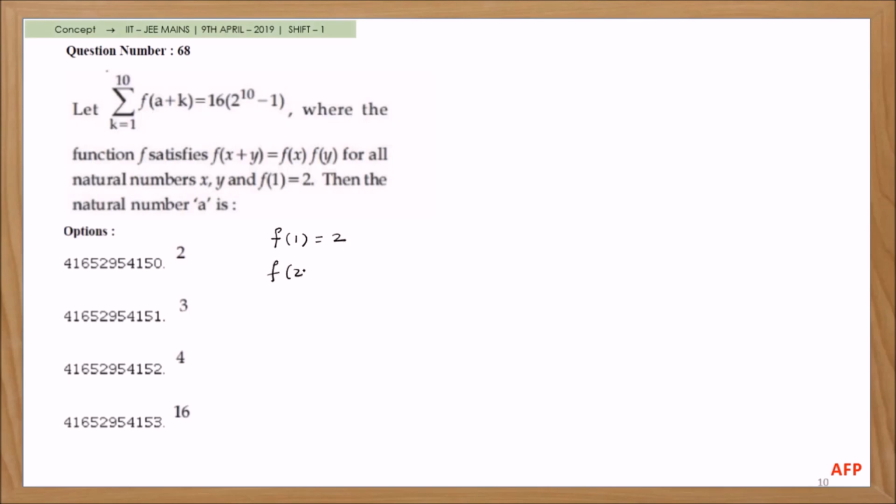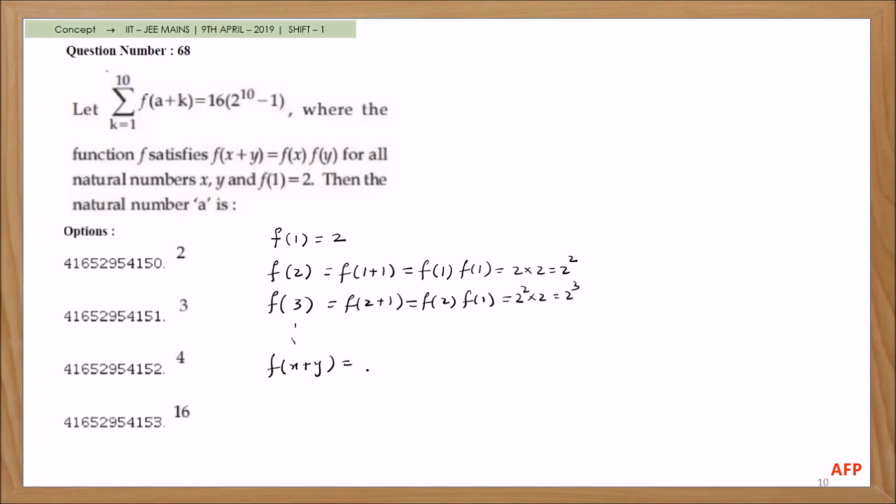Next, if I want to find f of 2, it can be written as f of 1 plus 1, which according to this property is f of 1 into f of 1, which is nothing but 2 into 2, that is 2 raised to 2. Next, f of 3 we can find as f of 2 plus 1, which is f of 2 into f of 1, according to the property they have given. So 2 raised to 2 into 2 is 2 raised to 3. Similarly, f of x plus y is equal to 2 raised to x plus y.